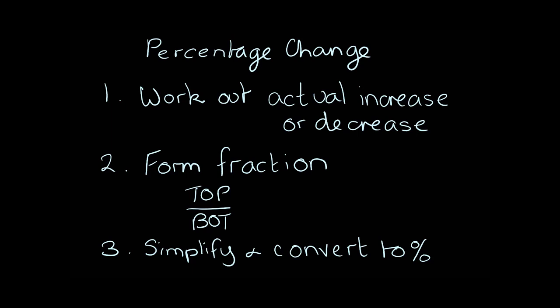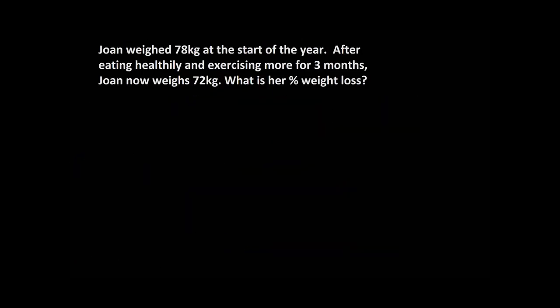But this time the bottom is going to be the original value, which won't always necessarily be the biggest value, but it's the starting point. So the bottom is always the original value. The top again is the increase or the decrease that you've actually worked out. So the top will be the actual increase or decrease. Again, once you've got your fraction, you're going to simplify it and then convert it into a percentage. So let's do an example.